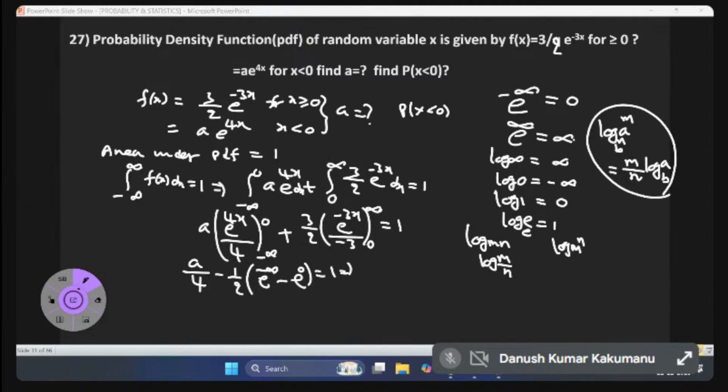A by 4 plus 1 by 2 is equal to 1. A by 4 is equal to 1 by 2. What is A value? 2. A value is 2. All of you understood A value is 2. This is the 2 marks bit in the exam.